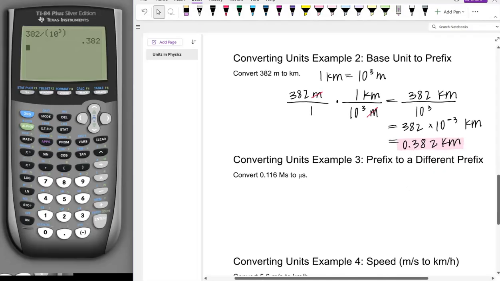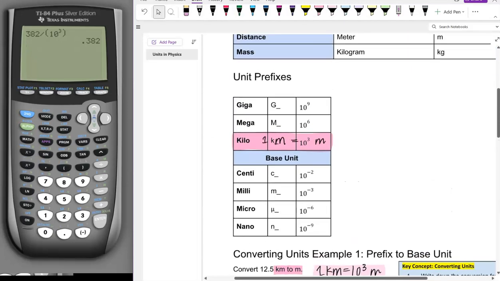Okay, so far we've just done base unit to a prefix and prefix to a base unit. Now, what if we have one prefix that we're trying to convert to a different prefix? In this example, we're trying to convert 0.116 megaseconds to microseconds. There's not a row in the table that has both megaseconds and microseconds. You're actually going to have to do 2 steps if you're converting from one prefix to another.